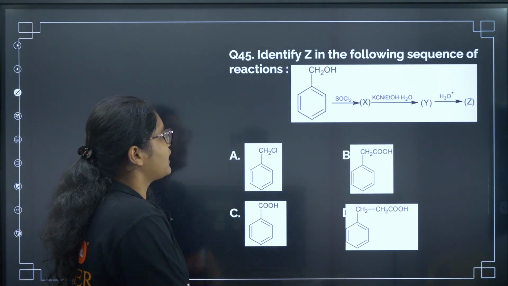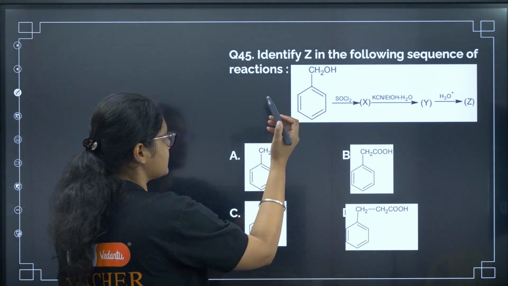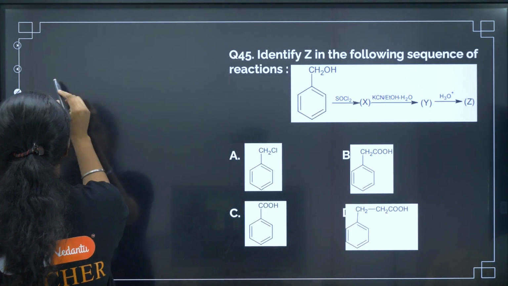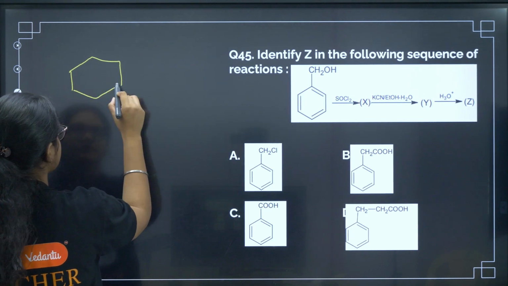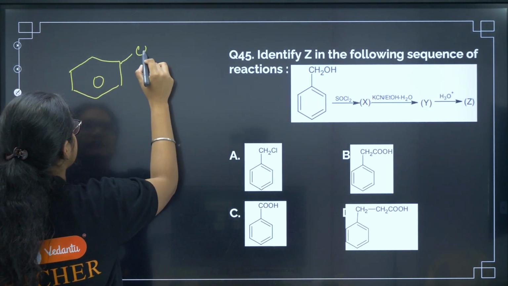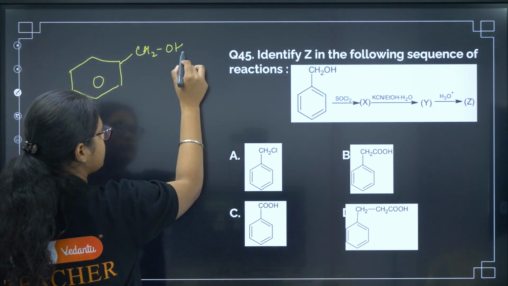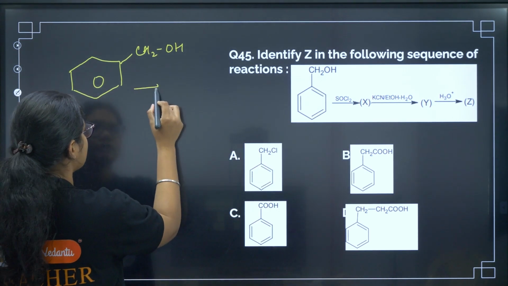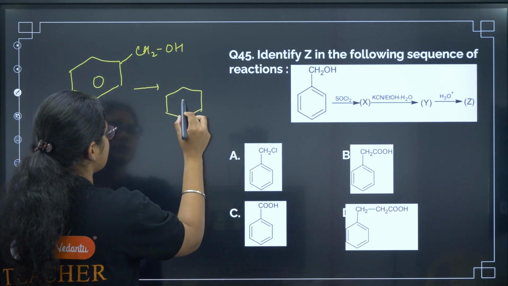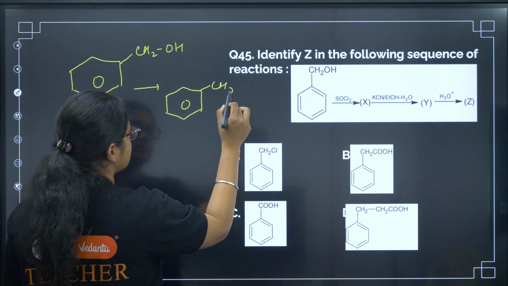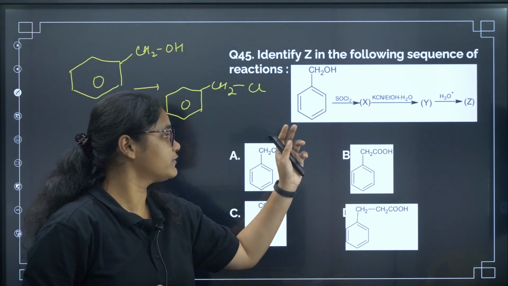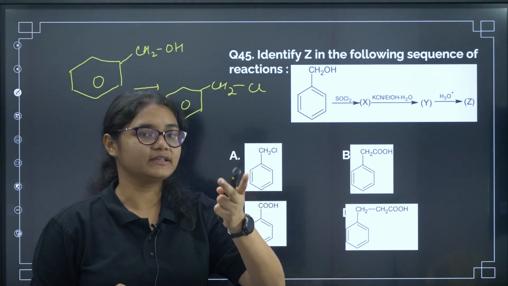Okay, next question we have with reaction. Benzyl alcohol is given SOCl2, then treated with KCN. So let us do the first part. If you have CH2OH and you treat it with SOCl2, OH will be replaced with Cl group. So the product formed here will be CH2Cl, right? Now treating with KCN. So the role of KCN is to replace the Cl group with CN group.